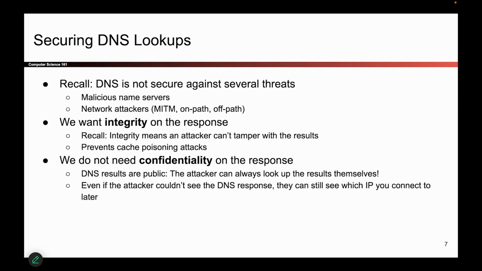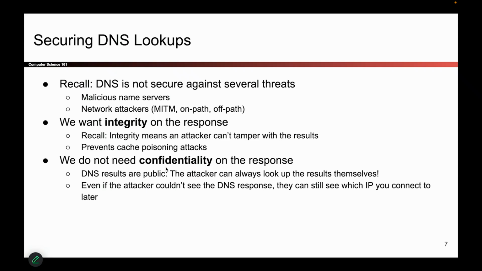In other words, they were modifying the data as it was being sent to you, and you receive some modified, tampered data that you put into your cache. To defend against all of those attacks, we want integrity. If you think back to all the cryptographic properties, integrity is the one that stops attacker tampering. So we want integrity on all of our responses.